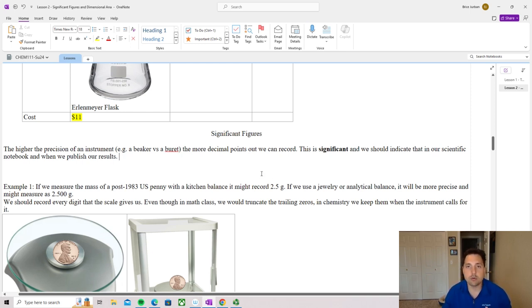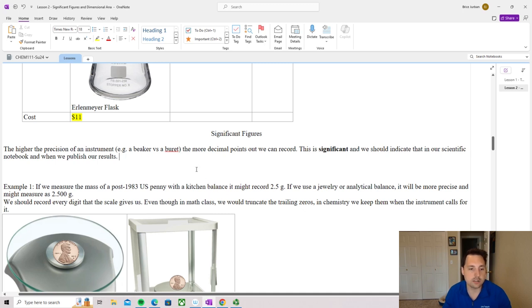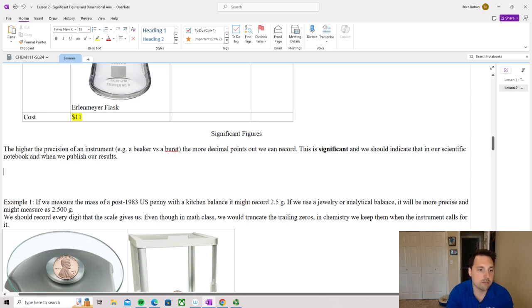And anytime that we're going to be doing calculations in this class, especially with our online homework system, it's going to be looking for you to report the correct number of significant figures. So it's important that you understand the different rules that I'm going to be talking about. And one thing I want to harp on is that we can only be as precise as our least precise measurement.